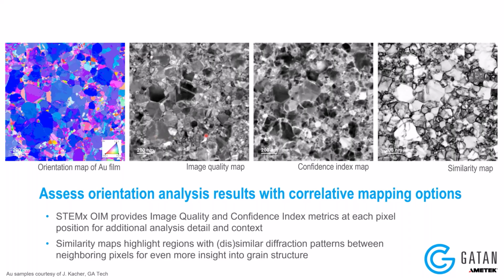One being the image quality map, which is a metric of how much diffraction information there is in the diffraction pattern at each pixel position in your 4D STEM data set. There's the confidence index map, which essentially is the cross correlation result of the best fit simulated pattern with your experimental pattern at each pixel position. And then we have the similarity map all the way on the right-hand side, which shows how similar or dissimilar pixels are to their nearest neighbor pixels. It's a nice way of showing the grain structure really quite straightforwardly.